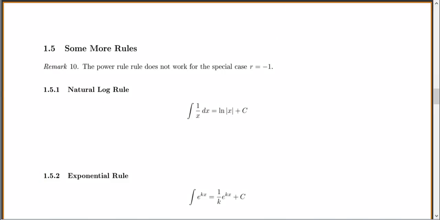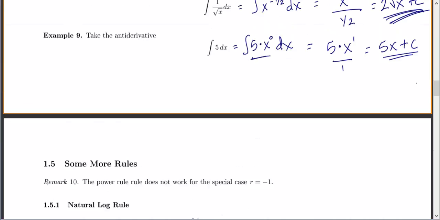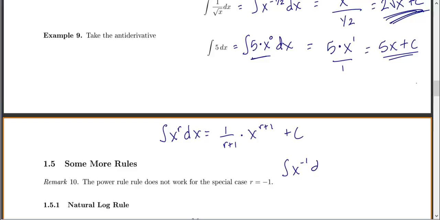Now there's a few more rules, a few interesting things. So that power rule that we did up above did not work for the special case of r equals negative 1. And here's why. Because they said the integral of x to the r dx is equal to 1 over r plus 1 times x to the r plus 1, plus c. What happens if we try that for r equals negative 1? The integral of x to the negative 1 dx. So if we were trying the rule, it would be 1 over negative 1 plus 1 times x to the negative 1 plus 1, plus c.